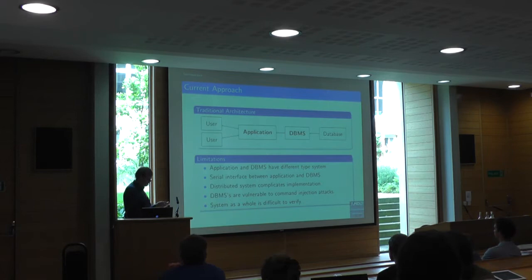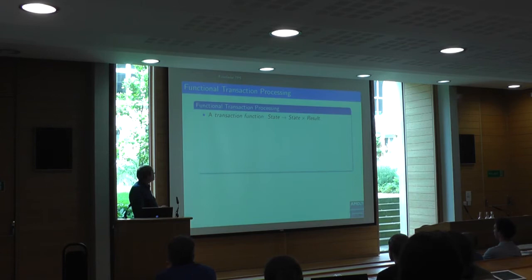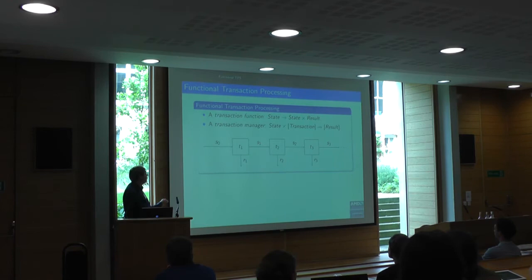This is based on work by Paul Trinder, so it's pretty old work. The idea is that we have a transaction function that takes a state and produces a new state, with some observable results of the transaction. If you have a stream of those transactions, you can execute them on an initial state and get a stream of results. As you can see in the picture, the transaction takes a state in, and the new state comes out and goes into the next transaction.